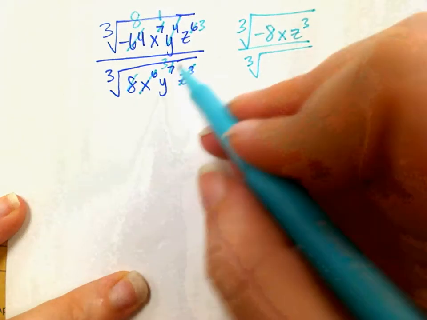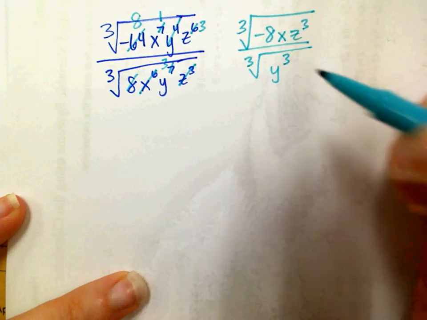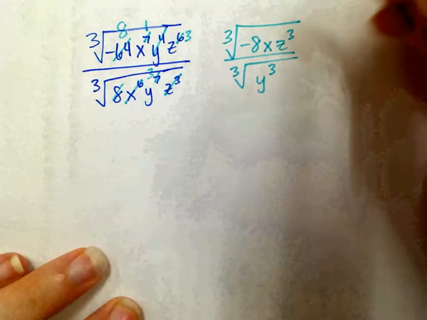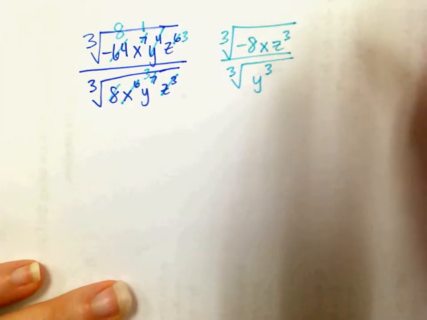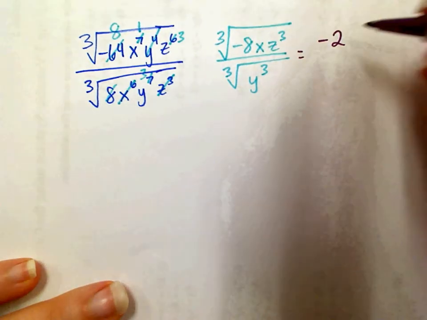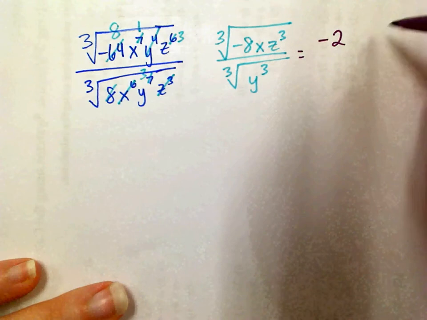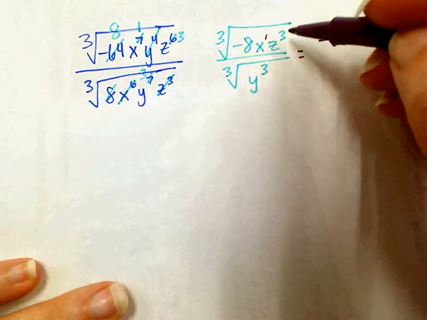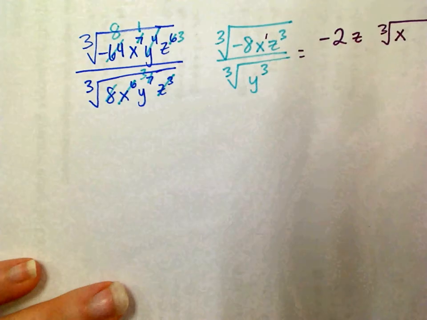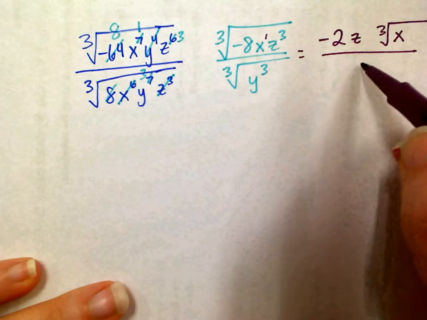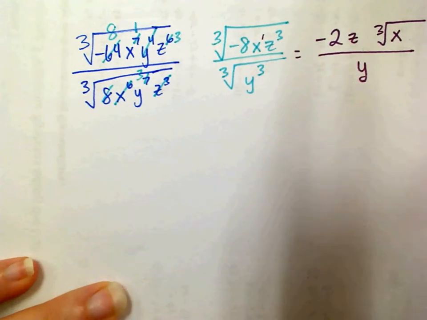Now this one's actually really nice because almost everything works out. The cubed root of negative 8, the cubed root of a negative is a negative, so it is negative, and the cubed root of 8 is 2. X cannot come out of the cubed root because it only has a power of 1. But 3 goes into 3 one time, so z can come out. And then when we divide, 3 goes into 3 one time, which leaves me with just y. There's nothing to rationalize because there's no roots on the bottom, so that is my answer.